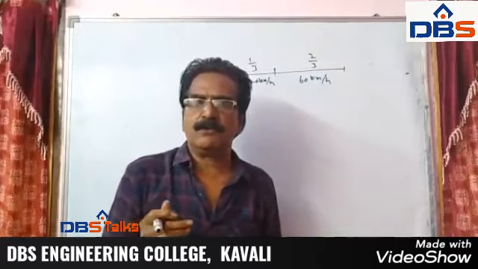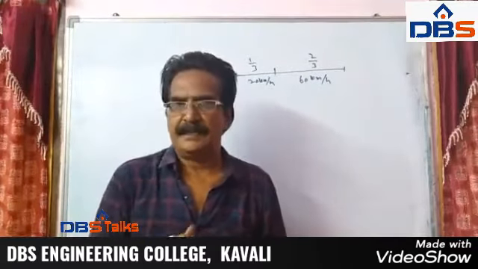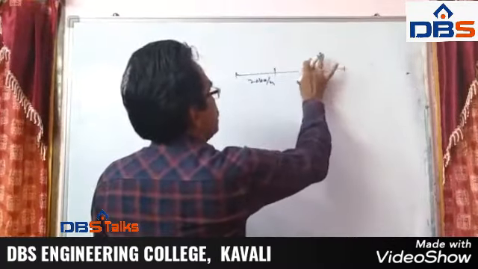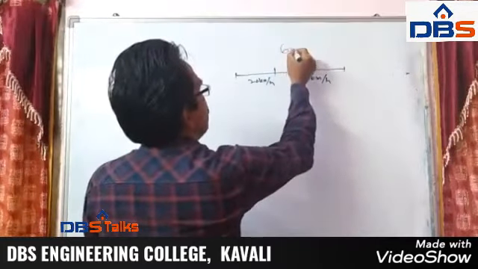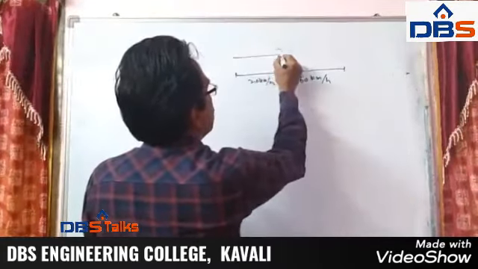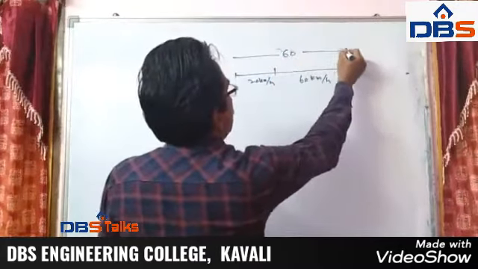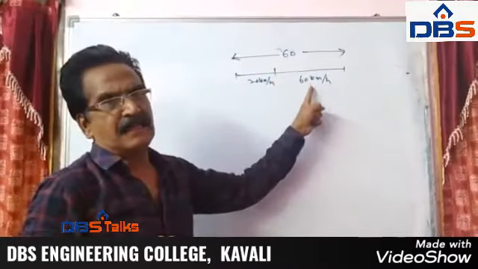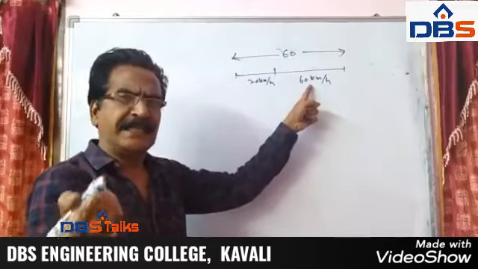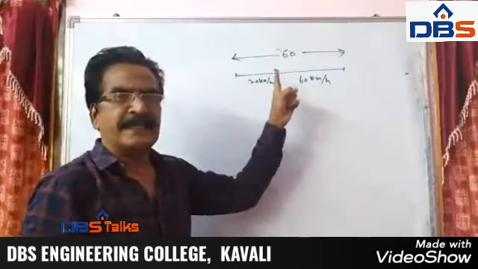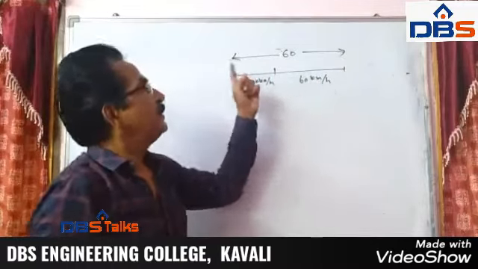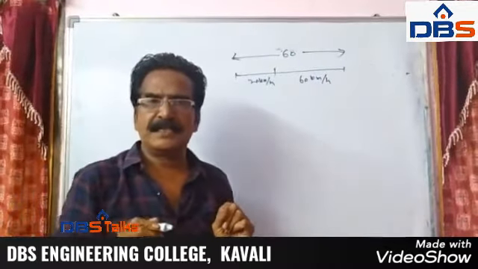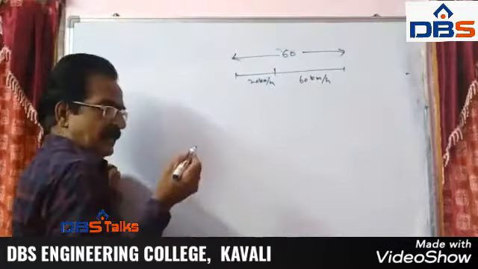Friends, you know average speed is equal to total distance by total time taken. For easy sake, I am taking the total distance as 60 kilometers. You also take like that, because it is divisible by 20 and 60. You can take any number divisible by 20 and 60. Say total distance 60. What is the average speed?